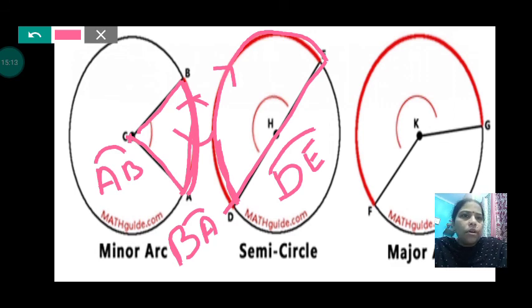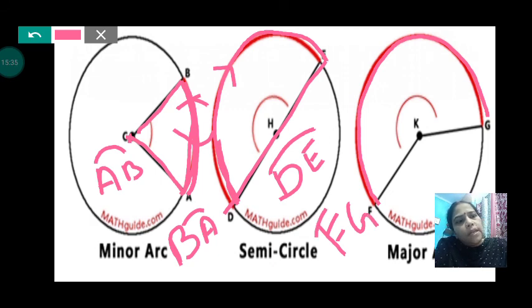Now major arc. We are going to read about major arc. Major arc means bigger arc. This portion you can see from F to G, a big curve, the red part, that is making arc FG. Let us show it like this.